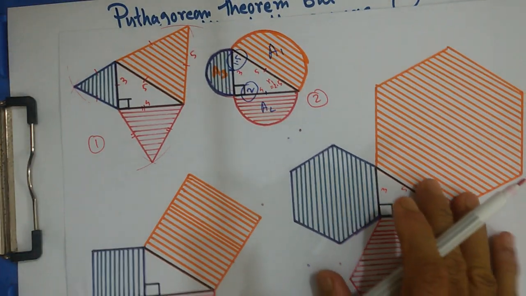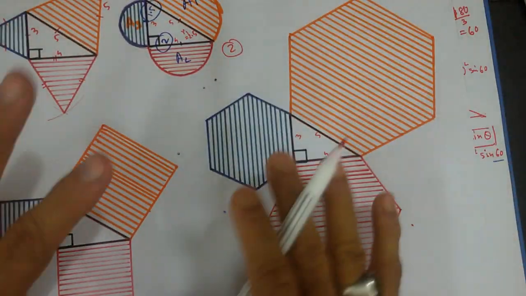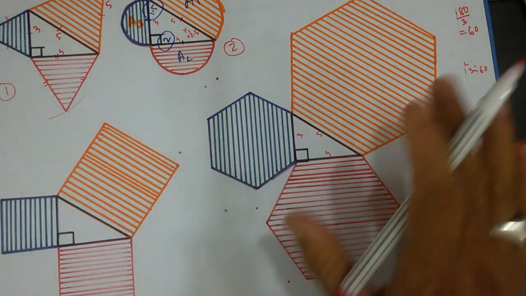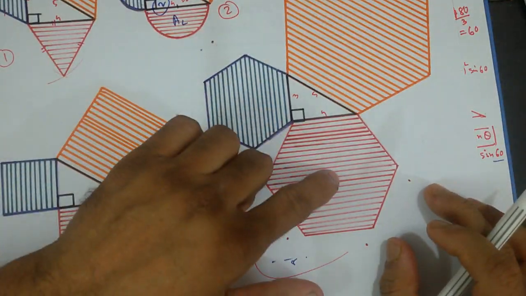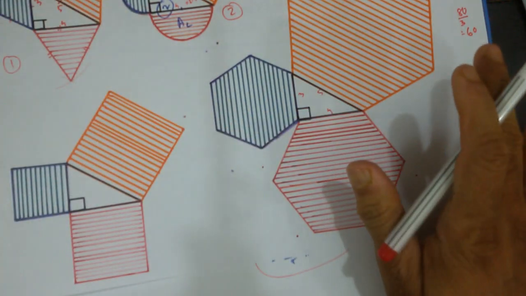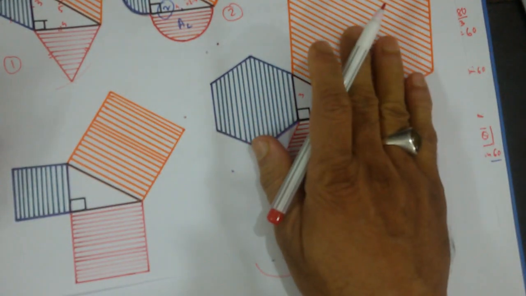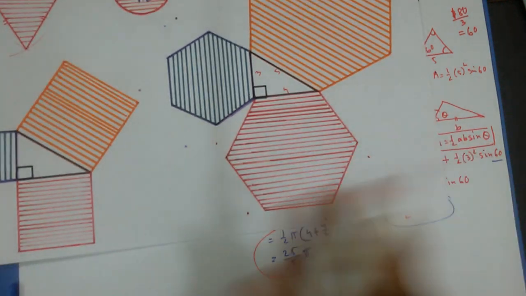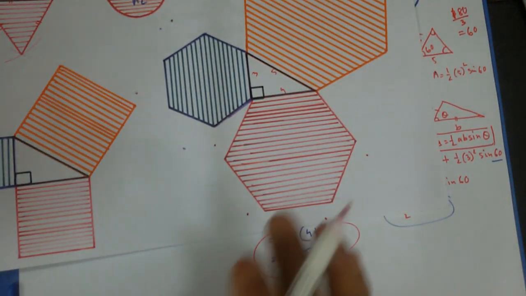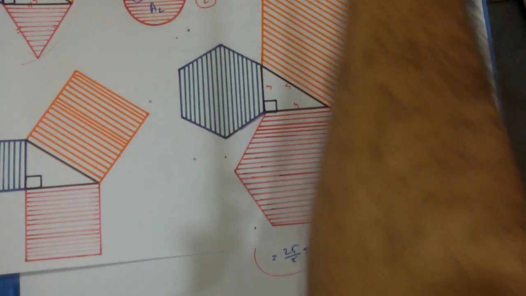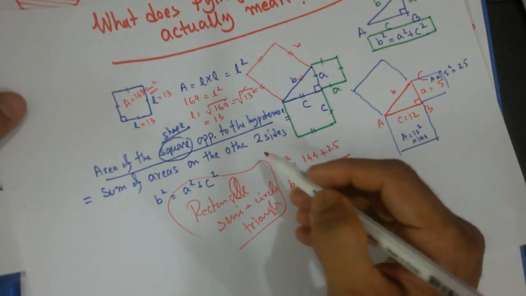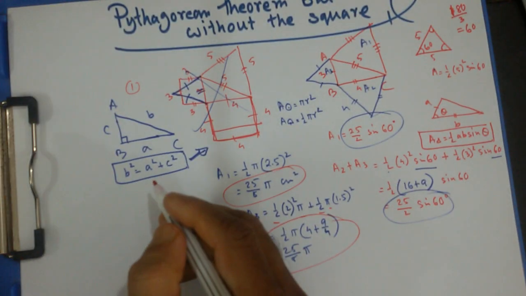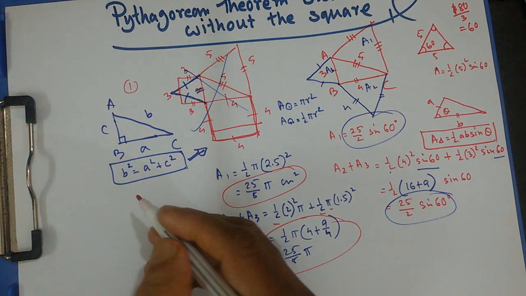Okay, now the last one is this one. I think you got an idea that it's going to give you the same result: the area of this equals the sum of the areas of this. Okay, so that's what it is. I'm not going to do this one, but I'm going to do something else. Let's say we proved that the area of the shape opposite to the hypotenuse equals the sum of the areas of the other two sides. Is this going to be true if we draw any shape?